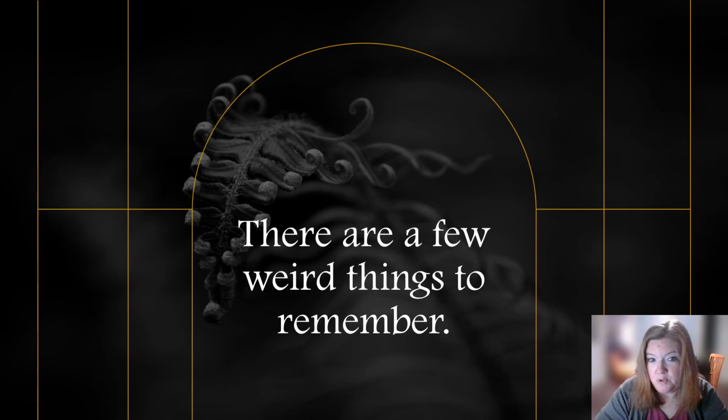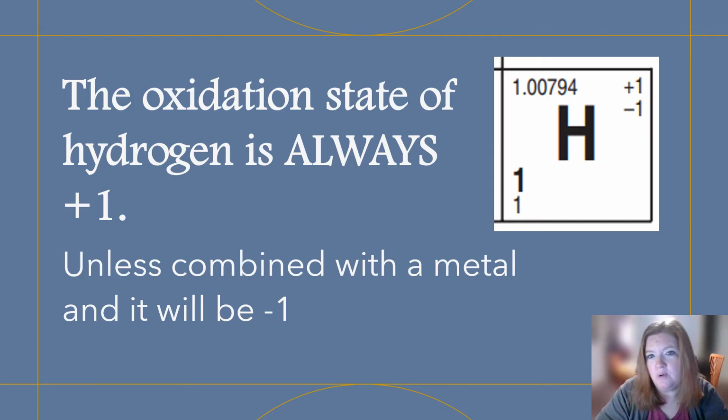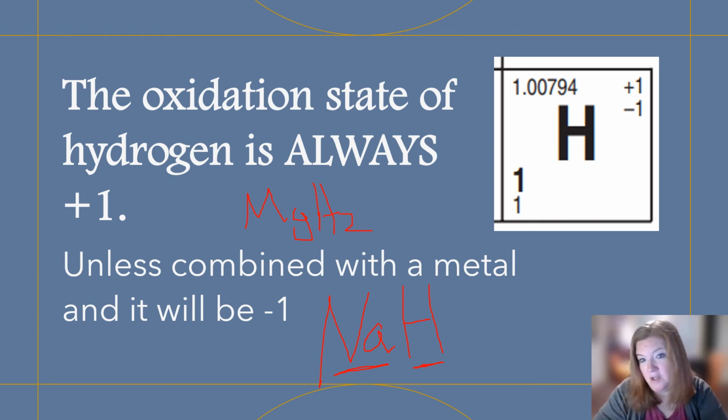And of course, there's always a few weird things to remember. So here's hydrogen. The oxidation state of hydrogen is always plus 1, unless it is with a metal. Metals are going to be positive, so hydrogen would be -1. So what do I mean? Like if it was NaH, this would be positive, and this one would have to be negative. Or if it was MgH, that's the only time the H is going to use its negative. Otherwise, it's always going to be positive.